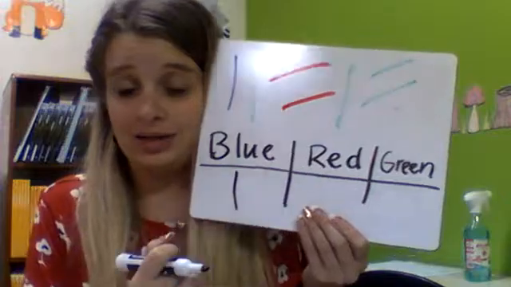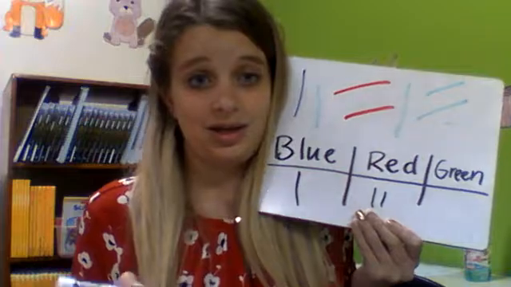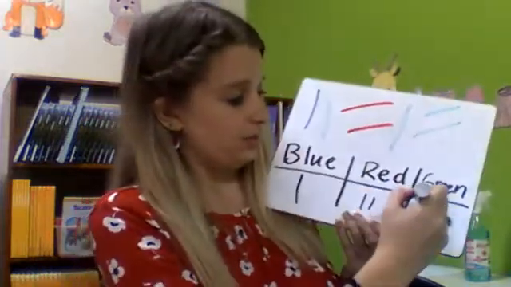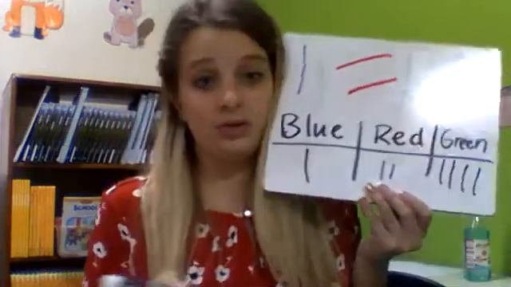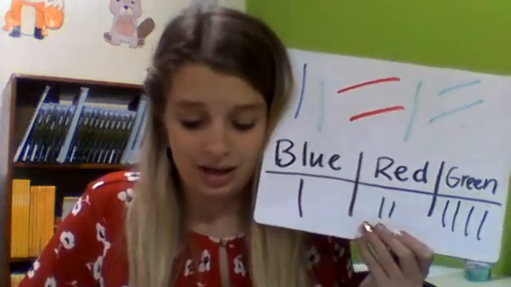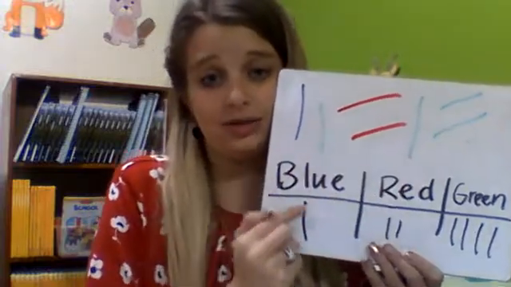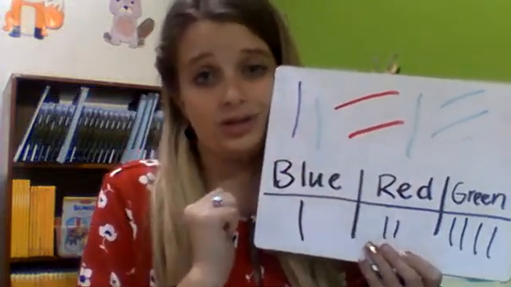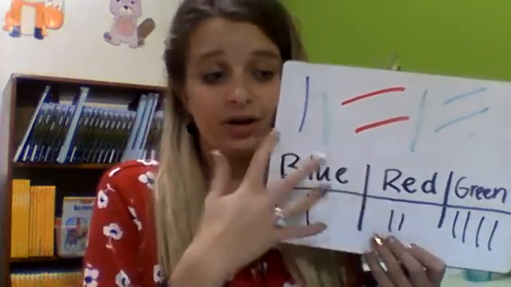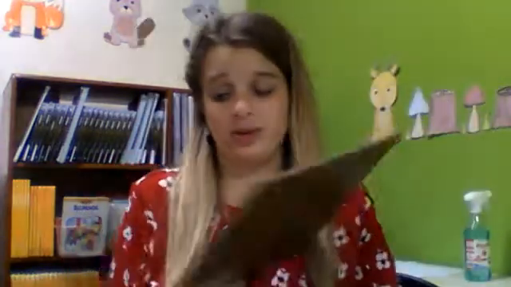Then how many red crayons do you see? I see 2, so I'm going to do 2 tally marks. Then how many green do you see? I see 1, 2, 3, 4. I'm going to do 4 green tally marks. So that is one way to figure out how many crayons there are and to see which colors have the most and have the least, but we're figuring out the data from here and putting them in 2 categories.